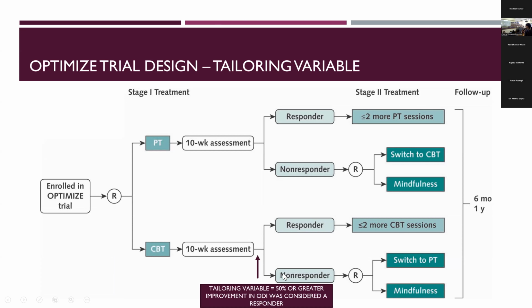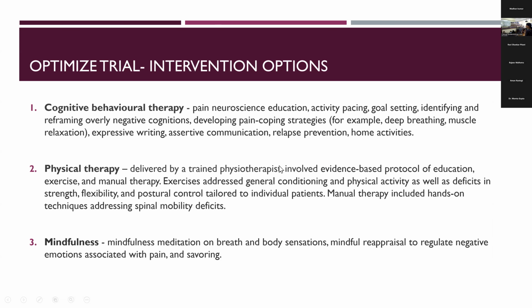If less than 50%, you are considered a non-responder. So this is the tailoring variable used at decision point 2. Now, what were the components of therapy they were offering? In cognitive behavioral therapy, they gave pain neuroscience education, activity pacing, goal setting, identifying and reframing negative cognitions, pain coping strategies, journaling, assertive communication. All these things they did.